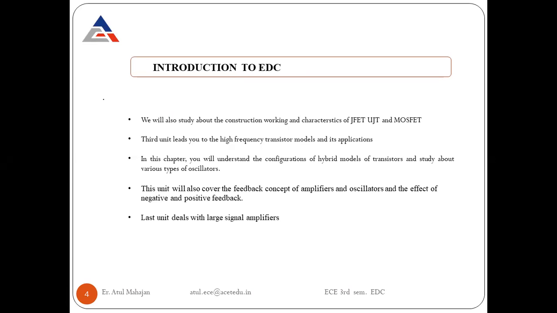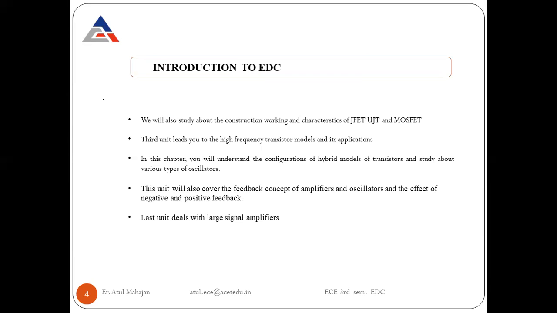We'll also be dealing with the UJT, that is the unijunction transistor, and the MOSFET. MOSFET is a metal oxide semiconductor field effect transistor. So we'll be dealing with the junction field effect transistors, the unijunction transistors, and the metal oxide semiconductor field effect transistors. So these are the three main devices we are dealing with.